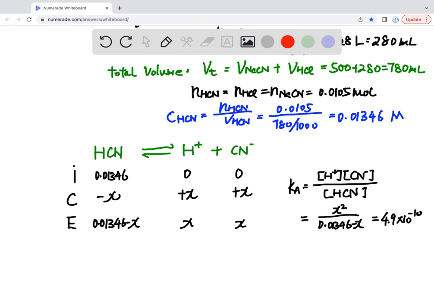And if we do some approximation, it becomes X squared over 0.01346 equals 4.9 times 10 to the minus 10. So let's do the calculations. So the X will actually become 1.91 times 10 to the minus 4.